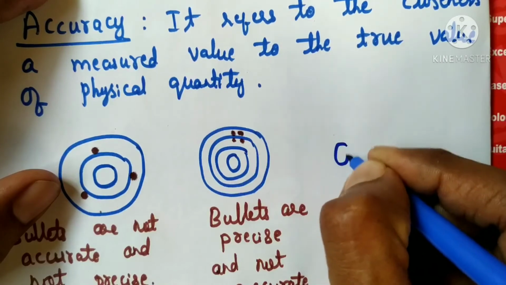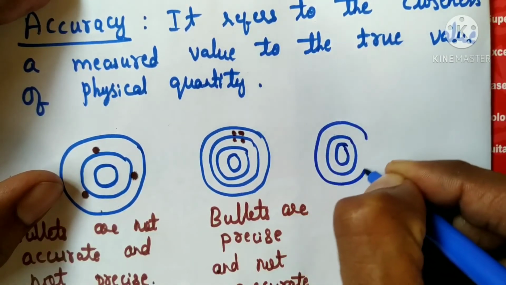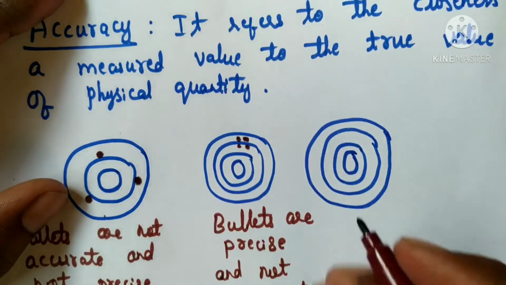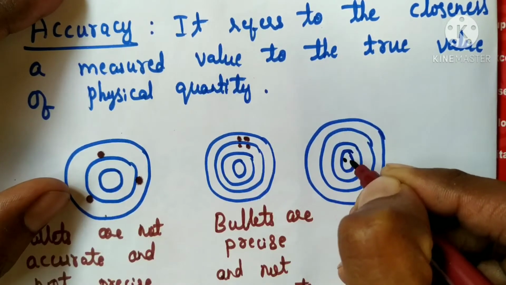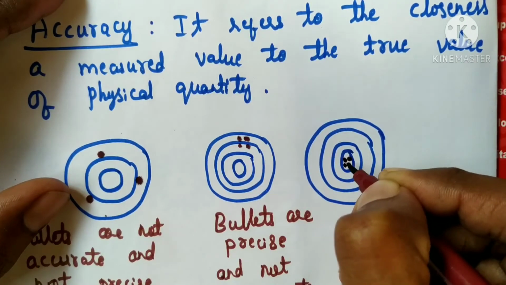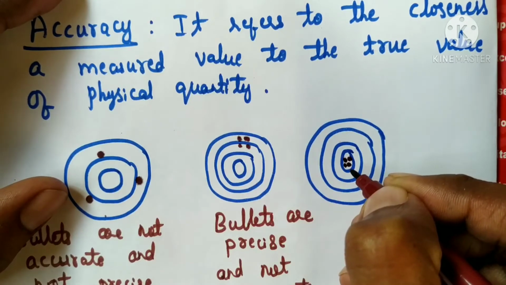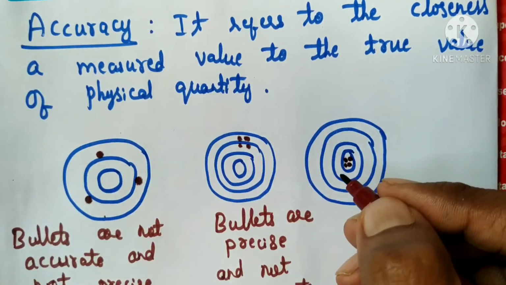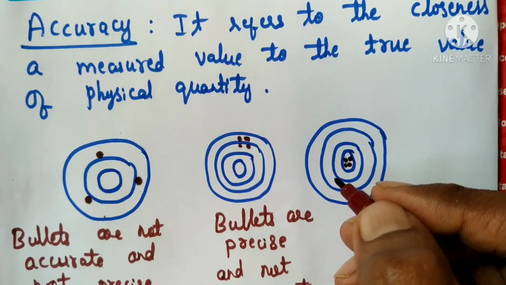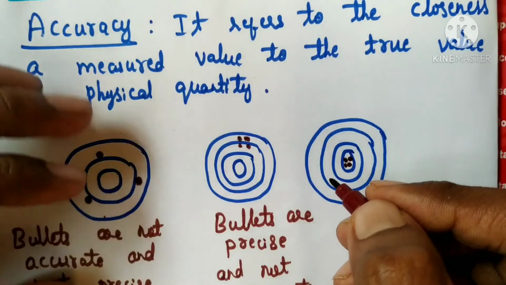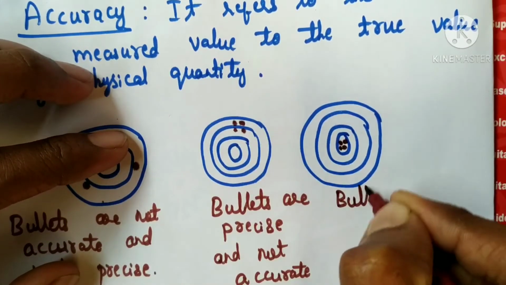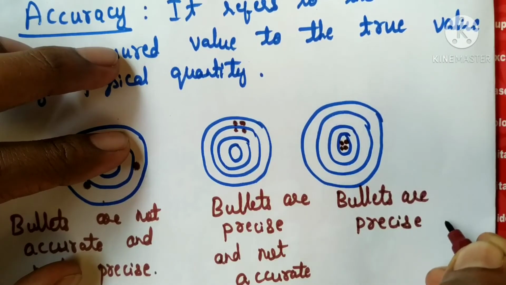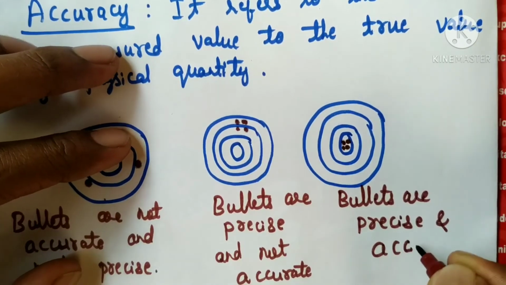So again this is the screen. Okay, and I am sending the bullets. They will come, and all the 4 bullets, they will reach exactly at the target, central target. And of course all the 4 bullets are very close with each other. Here all the bullets are at the center and are very close with each other. So I can say bullets are precise. Bullets are precise and they are accurate.